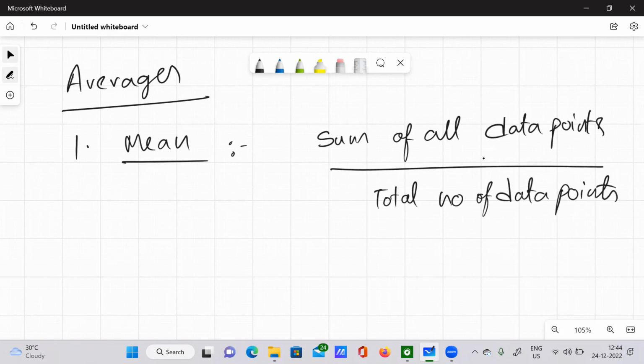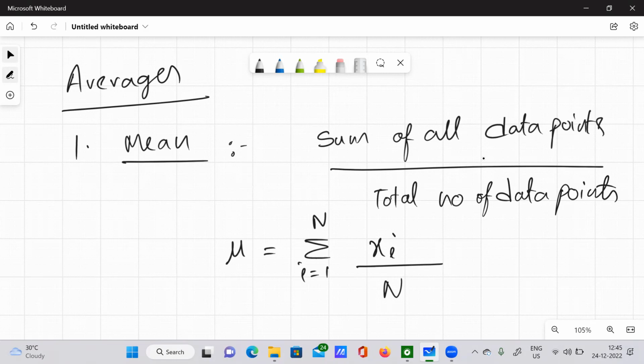Mathematically you can denote it as mu is equal to sigma, where sigma represents the sum, i equal to 1 to n are the data points, and xi is the data point, divided by capital N. So here sigma xi means that we need to add all those data points, divided by the total number of data points.